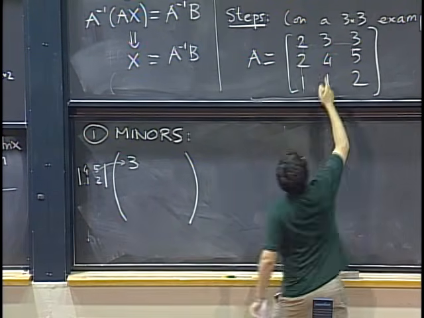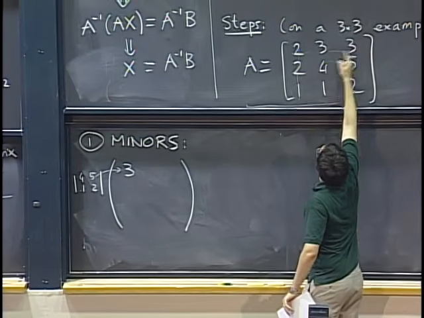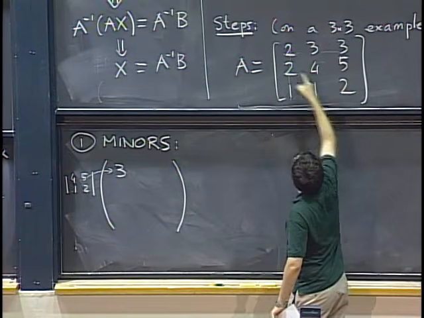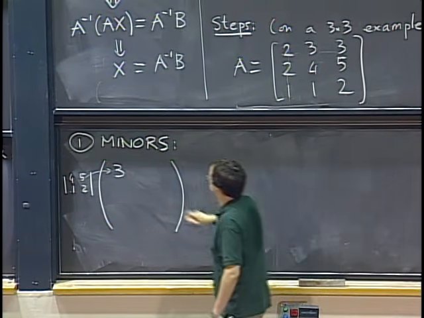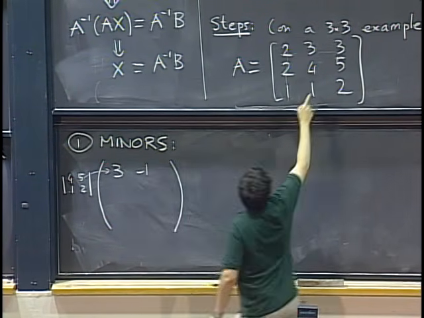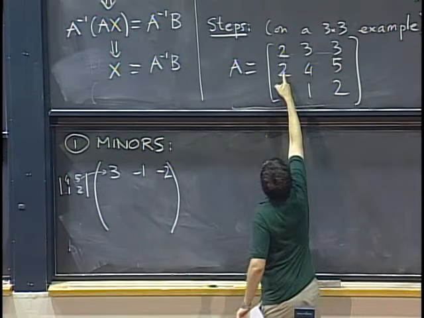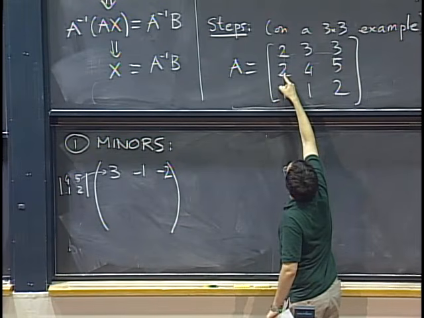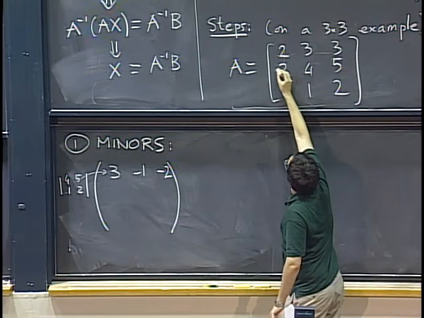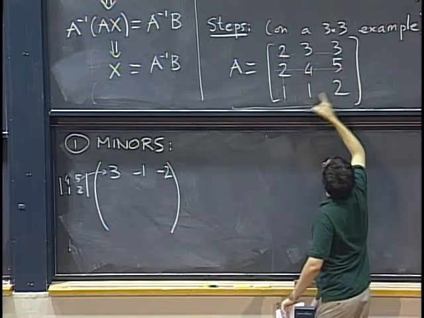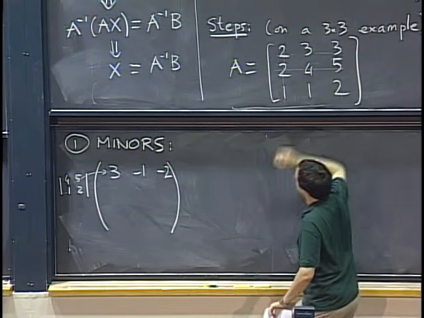Let's do the next one. So for this entry, I delete this row and this column. I'm left with 2, 5, 1, 2. The determinant will be 2 times 2 minus 5, which is negative 1. Then minus 2. Then I get to the second row, so I get to this entry. To find the minor here, I will delete this row and this column, and I'm left with 3, 3, 1, 2. 3 times 2 minus 3 is 3.